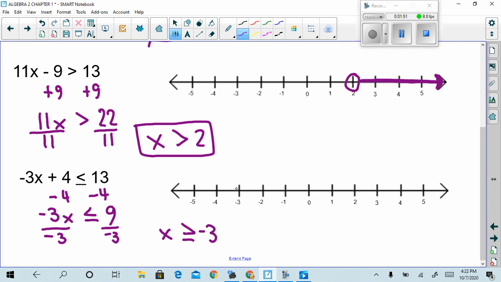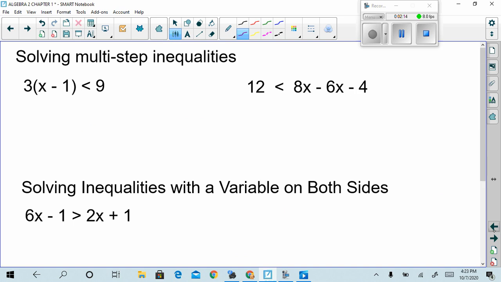I will then find negative 3 on my number line, this time a solid circle or solid dot because of the equal to symbol, which tells me that negative 3 is also part of my solution set. So this one reminds us of that rule that when you multiply or divide by a negative, you must reverse your inequality symbol. We've solved multi-step inequalities that involve distribution or combining like terms.